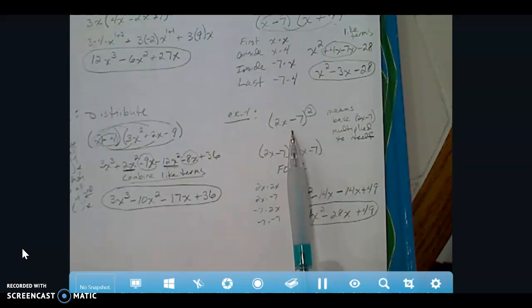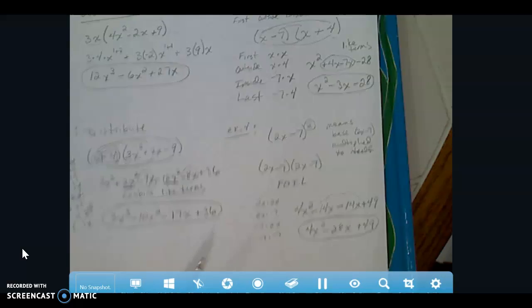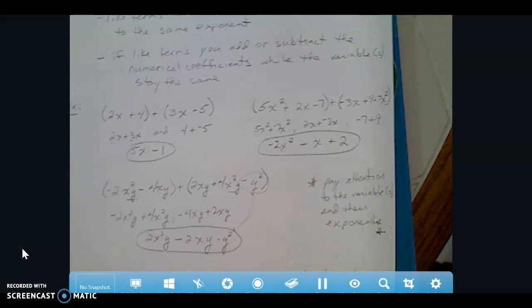So I just rewrote this problem so it looks like this, and then I followed the FOIL, which I did up here. And I showed you here, this is the first term in each, the outside terms, the inside terms, and the last terms of each. I'm just showing you here what I'm multiplying. This is what it multiplies to. And then I combine my like terms that happen to be here, and that's how I ended up with that answer.